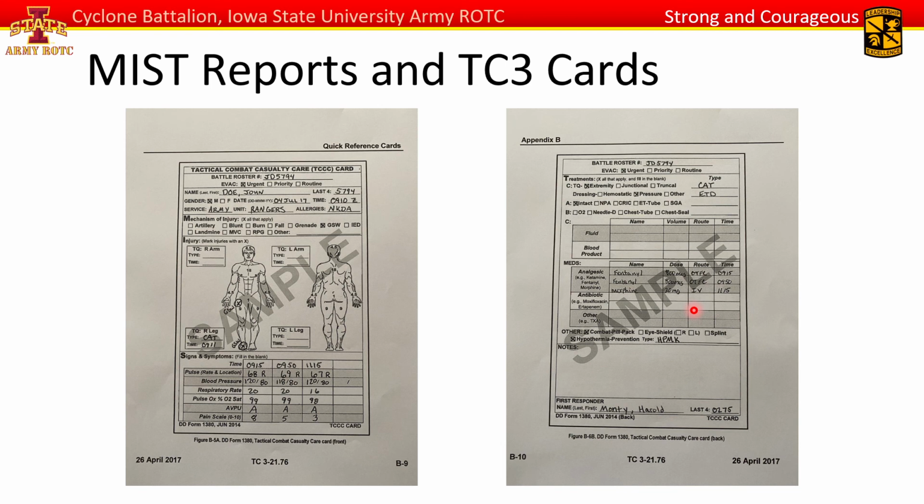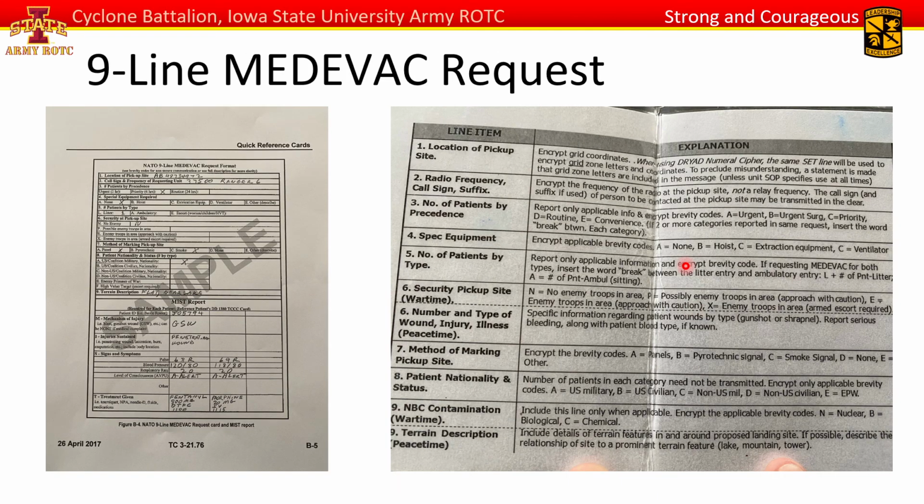So that's the TC3 card, and then what you'll do is take that information, and that gets put into a MIST report. As we're moving into 9-line Medevac requests, this again is from Appendix B of the Ranger Handbook, and it is B5. This is a NATO 9-line Medevac request form with a MIST report. The 9-line Medevac request is a NATO standard, so that U.S. forces and their allies can have a common means of transmitting this information, making it faster, more fluid, more efficient. That way you can potentially save more lives with it.